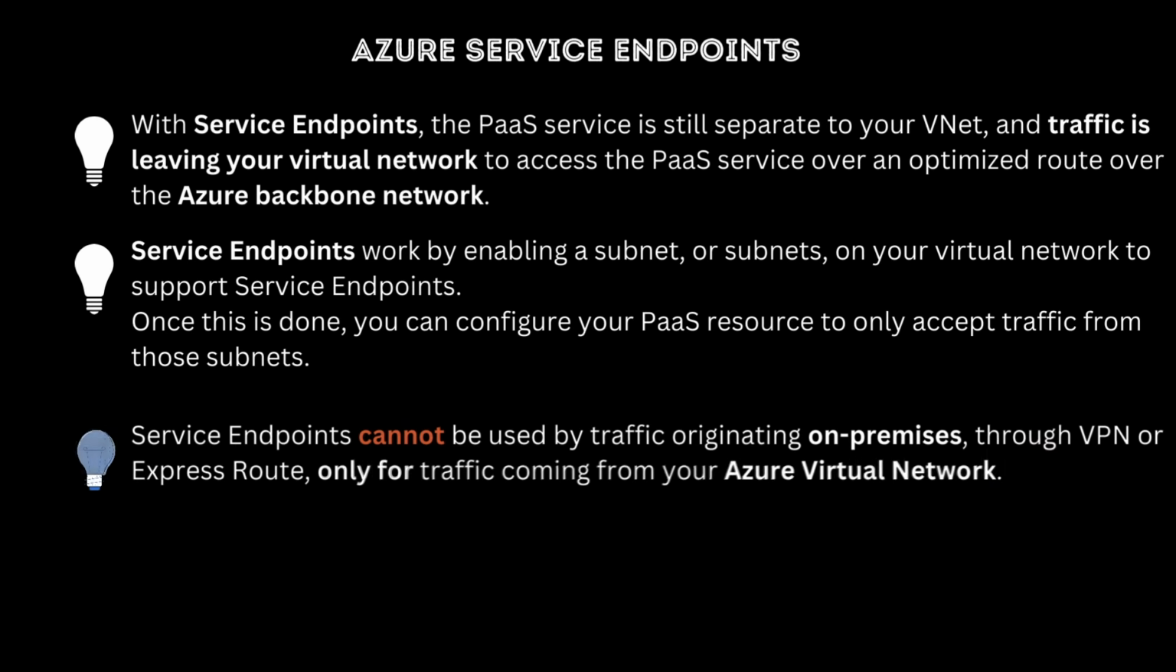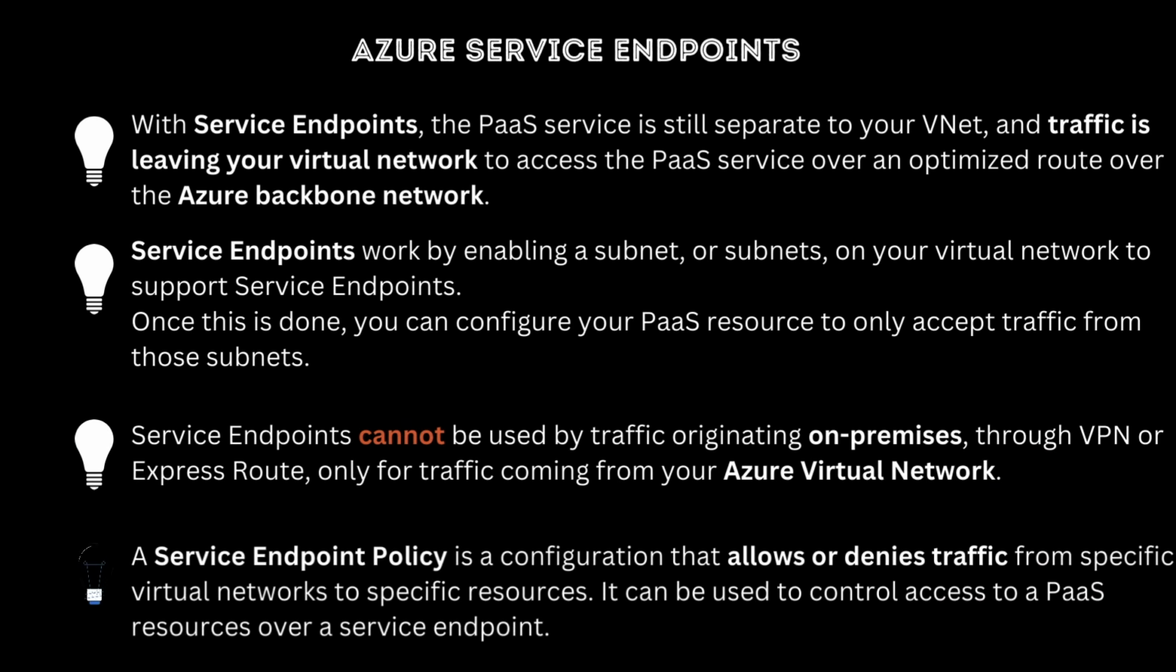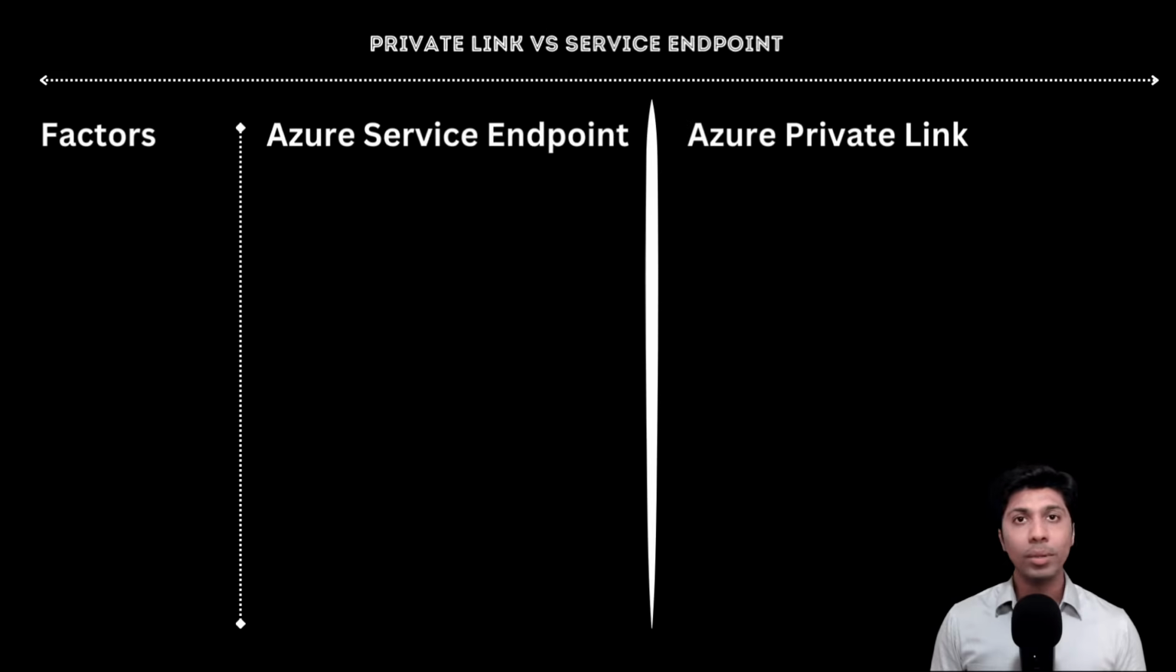As Service Endpoint can enable access to all instances of a certain type of PaaS service, a Service Endpoint policy configuration allows or denies traffic from a specific virtual network to a specific PaaS resource. It can be used to control the access to PaaS resources over the Service Endpoint. Now we know about both interesting ways to communicate to PaaS service, but what are their differences?